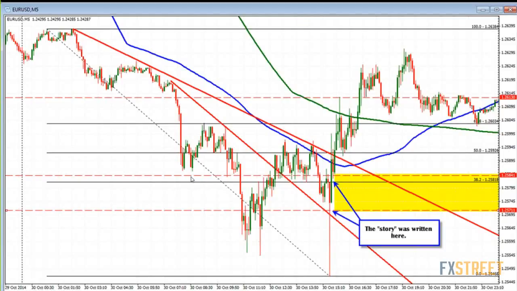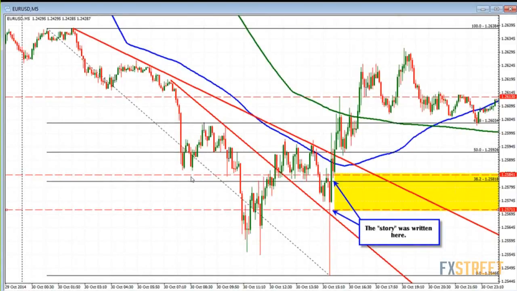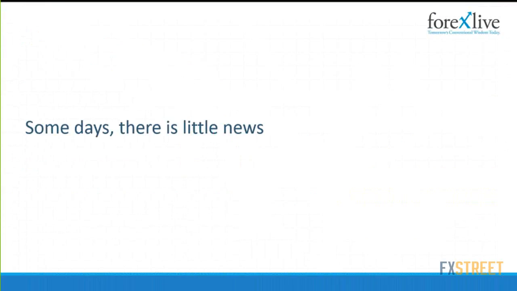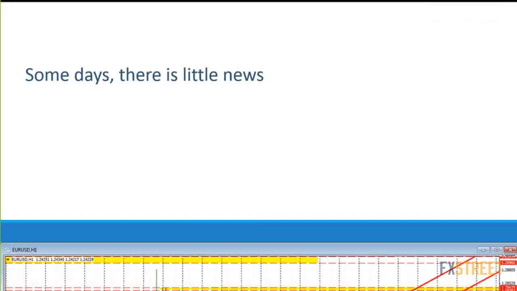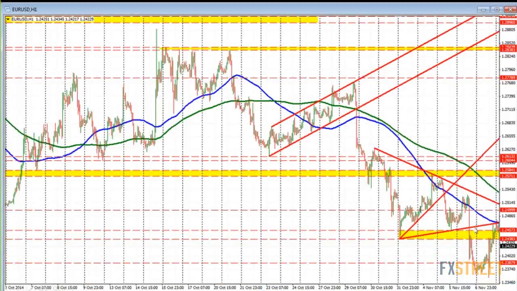A lot of days there's news. Some days there's a little news. Yesterday was not necessarily a big, huge news day, was it? So to write the story becomes a little bit difficult for the euro versus US dollar. But if we look at yesterday, well, this is through Friday, okay?